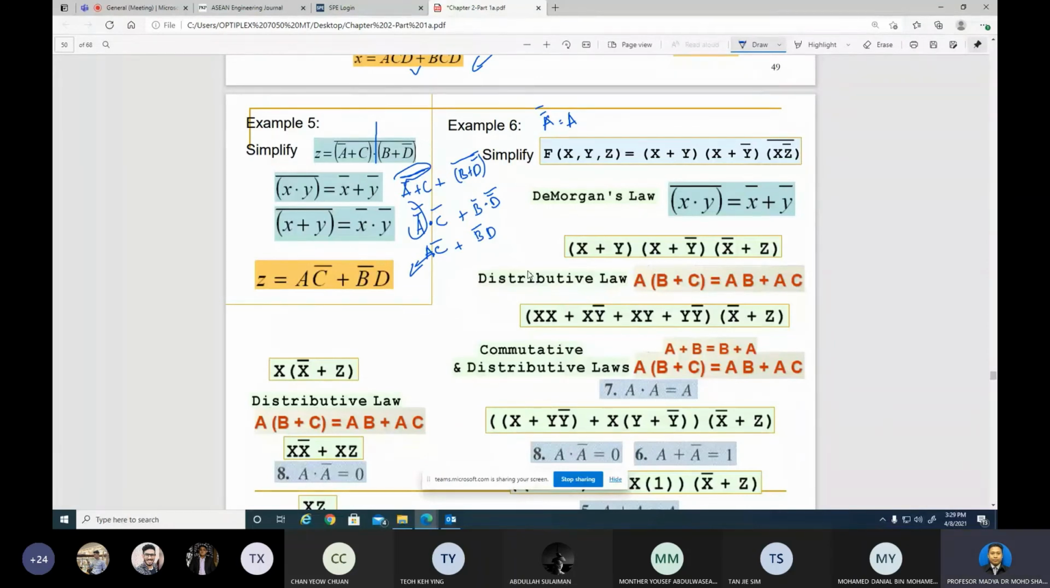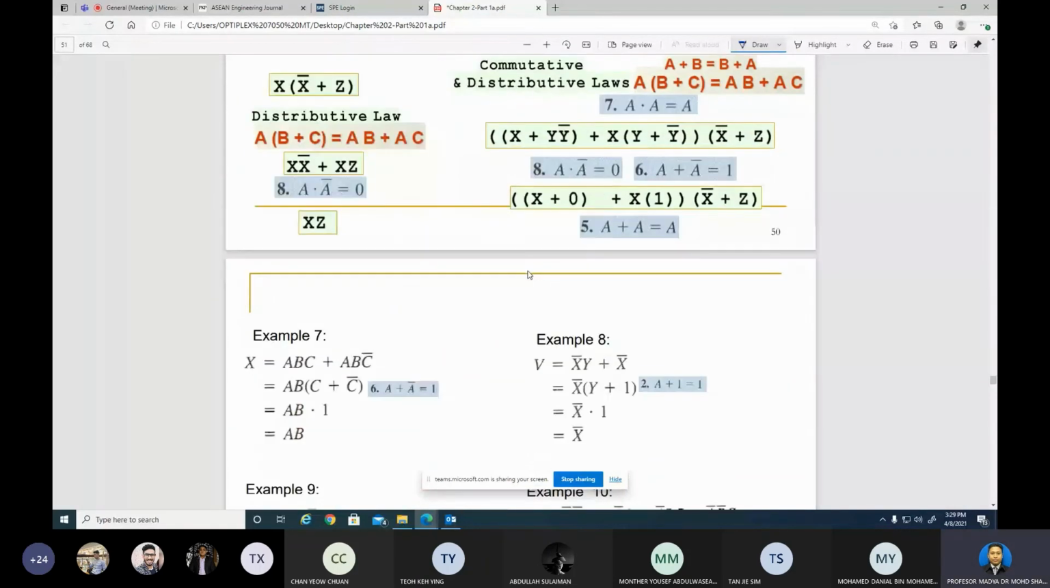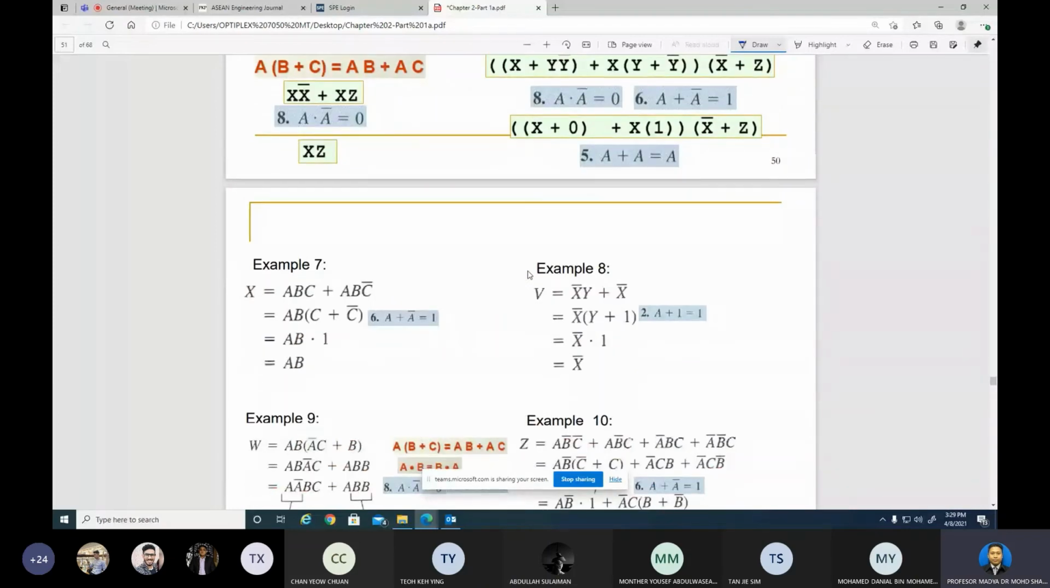Okay, so these are examples using De Morgan. For De Morgan, make sure you solve from the upper bar here. So the bar here will be split at this point. So maybe I will show another example for De Morgan.